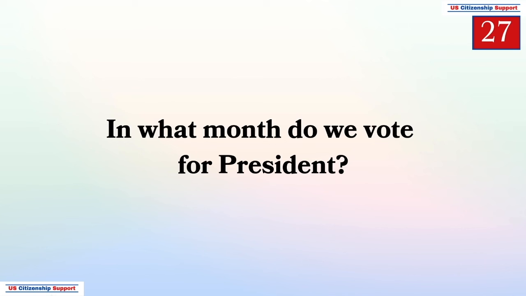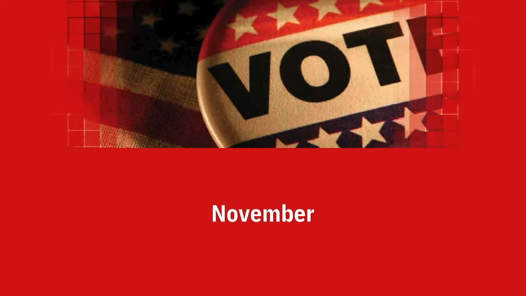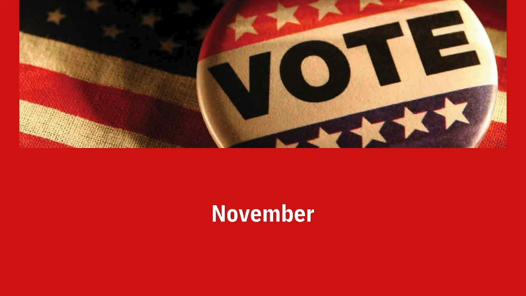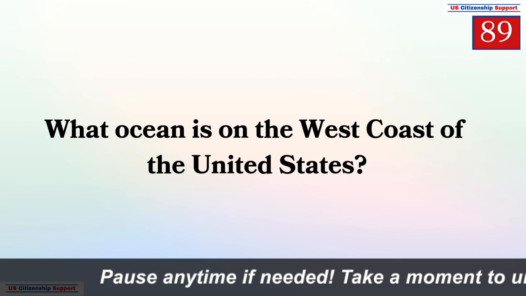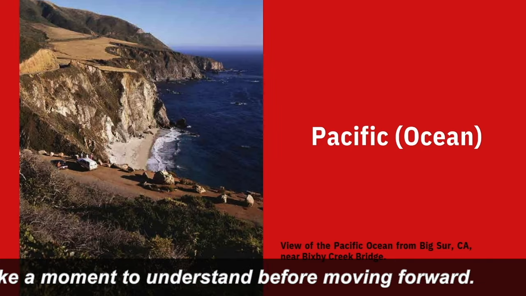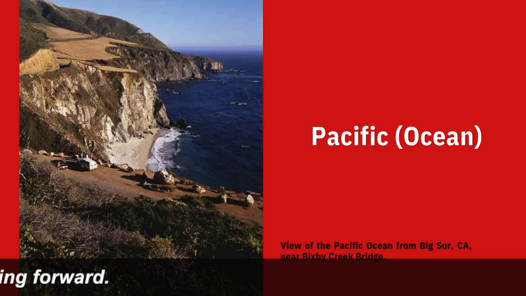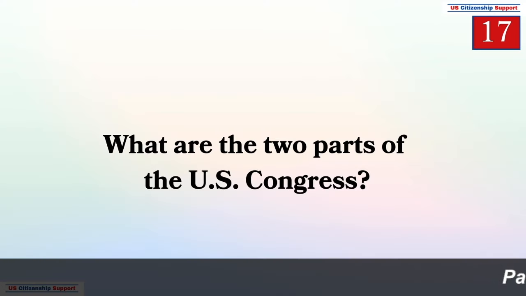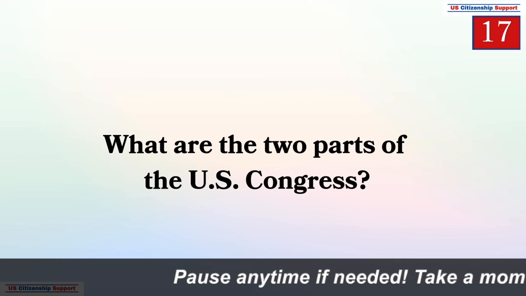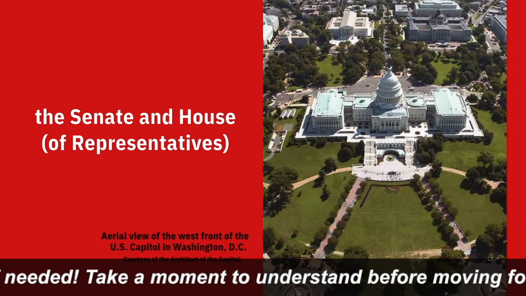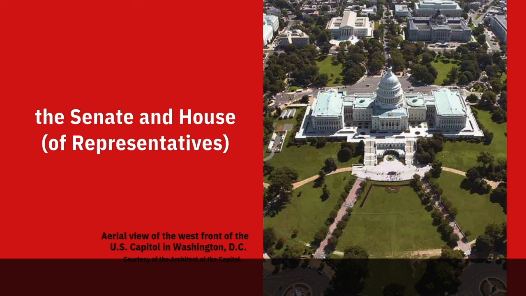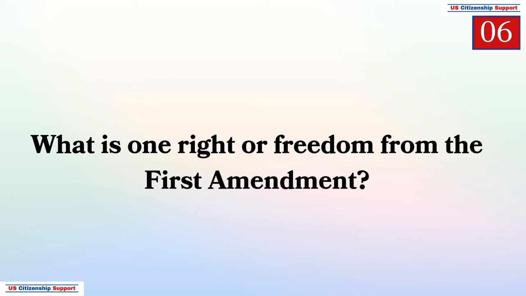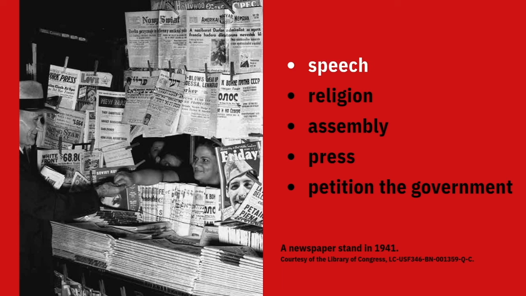In what month do we vote for president? November. What ocean is on the west coast of the United States? Pacific Ocean. What are the two parts of the U.S. Congress? The Senate and House of Representatives. What is one right or freedom from the First Amendment? Speech.